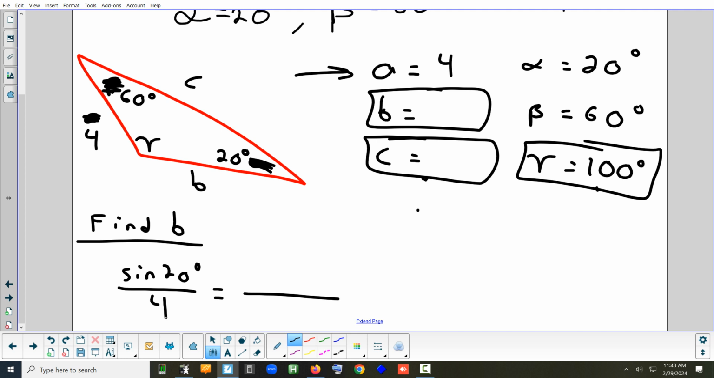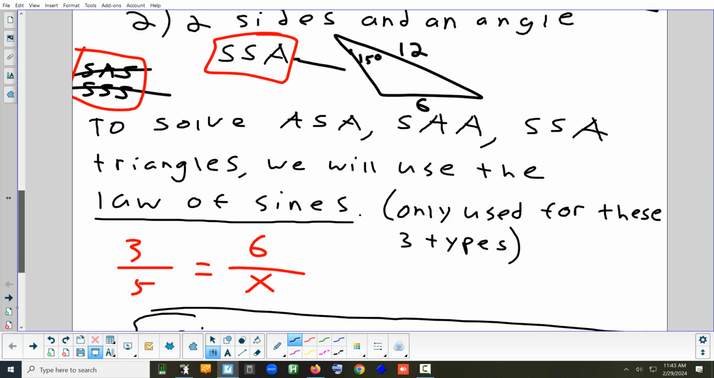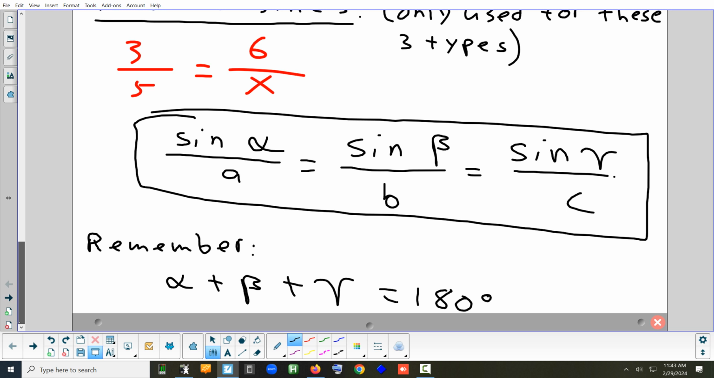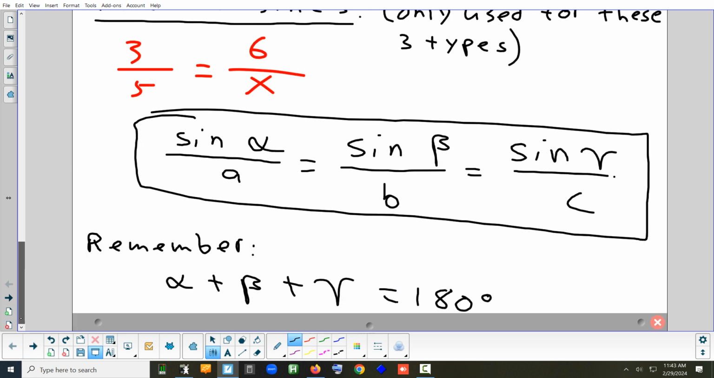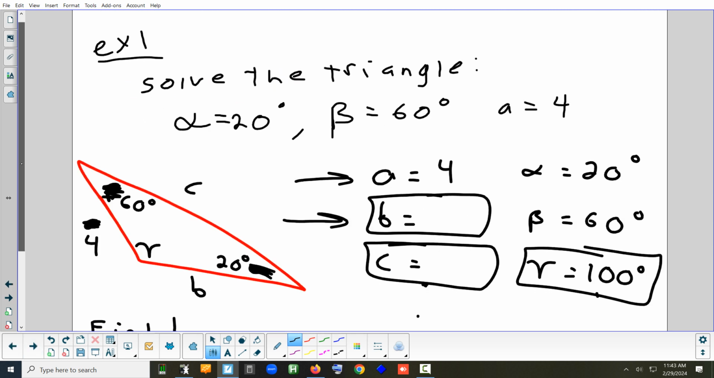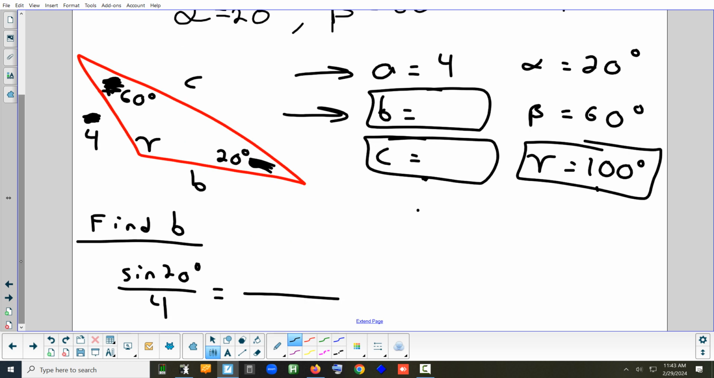And what row are we trying to find something in? B. So look up the law of sines, look up the part that has the B in it. Sine beta over B. So we're not using the last part right now, just the first two fractions. Sine beta over B. Okay. And what's beta? 60.